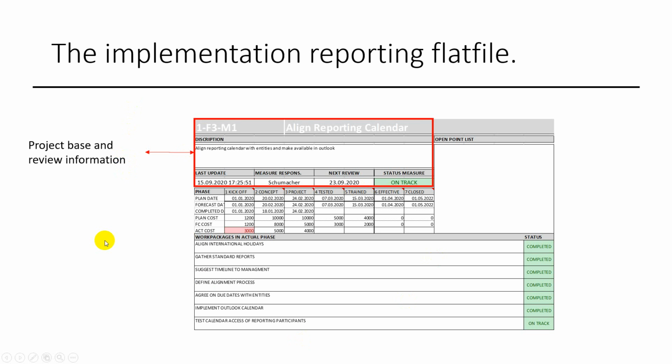The first section being the project base and review information, so that is the project name, the project ID, a short description, but also automatic fields just like the last update, which the system calculates itself depending on when you did the last change to the tool and saved it. Of course, the measure responsible, the next review time, that depends on the review pattern you have implemented or you have provided to the tool. So that could be monthly, quarterly, weekly, bi-weekly, whatever. And on this basis, the review times are automatically calculated.